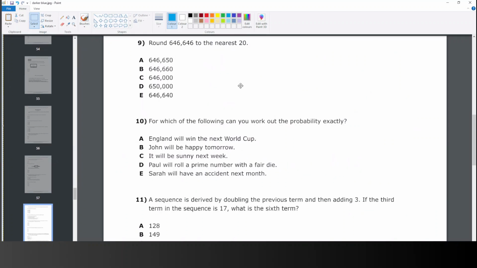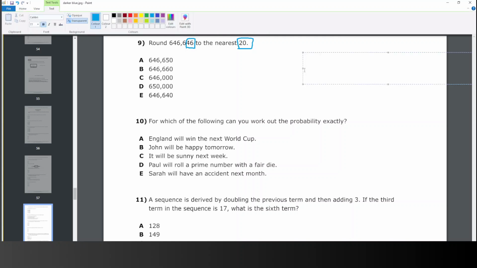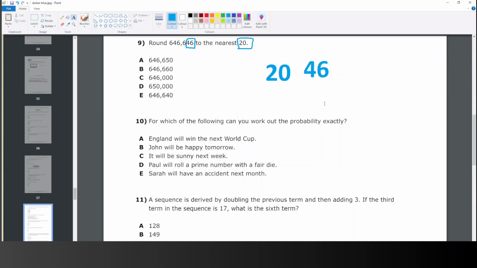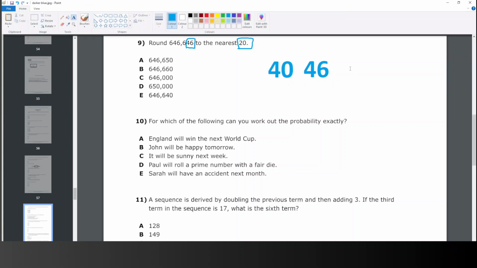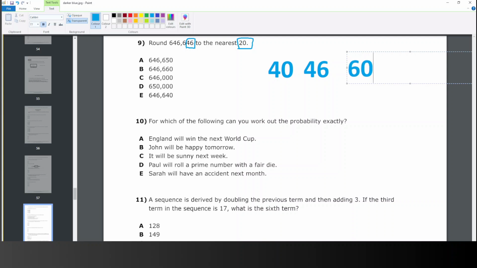Question 9. Round 646 to the nearest 20. When we're rounding, box that bit. And now we just focus on that bit. Tens here and the units. So if we think about 46, what's the closest 20 to it? Well, let's go the 20 below. And then here, no, I need to wake up, 40. And then here, you need to add 20, so 60.